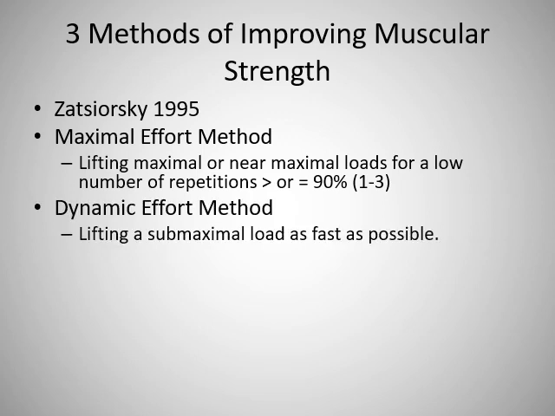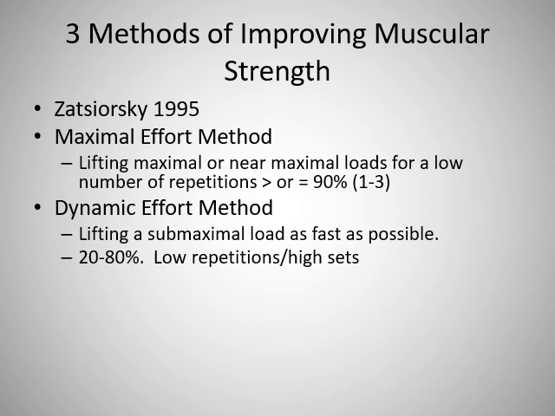The dynamic effort method, this is lifting a submaximal load as fast as possible. So again, I usually like to incorporate both of these methods within the week using conjugate style training. You have the real heavy day, and then you have the day that's lighter, but you still want to move the loads fast. So anywhere from 20 to 80%, that's a pretty big range. The reason being is there's various speeds throughout, so it just kind of depends on what your goals are.